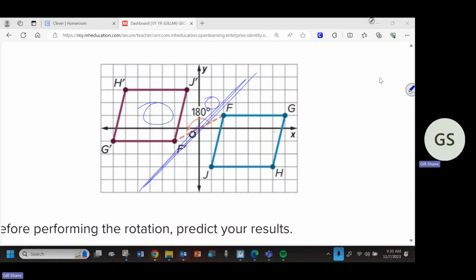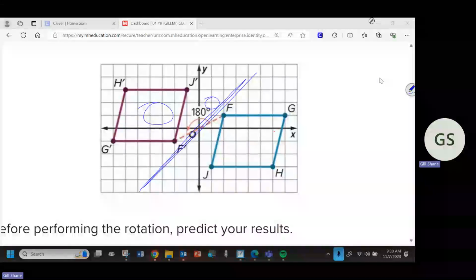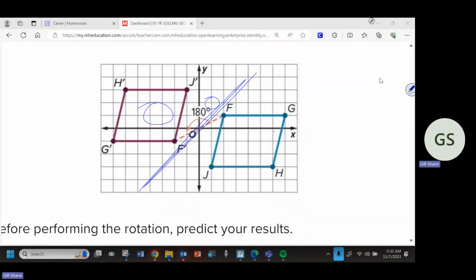Well, no, I can't. Even if I reflected it and then slid it, that wouldn't work either, because if I reflect this up, G is still going to be over here, right? If I slide that down, G is not going to land on G. So even a reflection and a second transformation, like a slide, doesn't work either. So sometimes they will ask what two transformations will map one image on top of the other image.